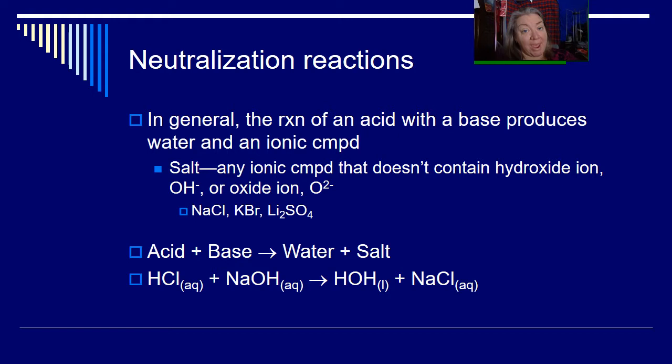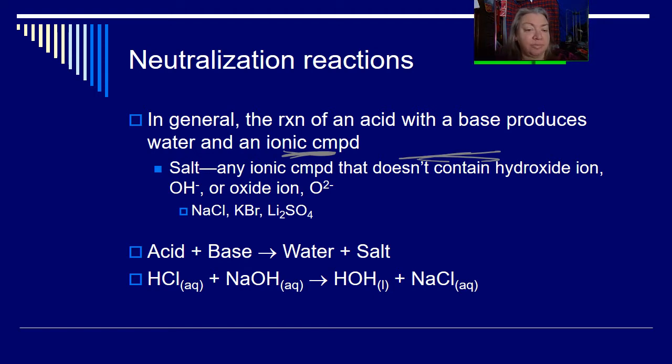So what happens if you take an acid and add it to a base, if you mix them together? Well, that's called a neutralization reaction. So in general, for the reaction of an acid plus a base, we can predict the products. We're going to produce water, and you produce some sort of ionic compound. Okay, ionic means that it's a metal and a nonmetal, so remember that.